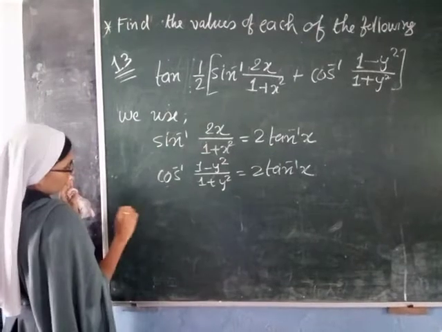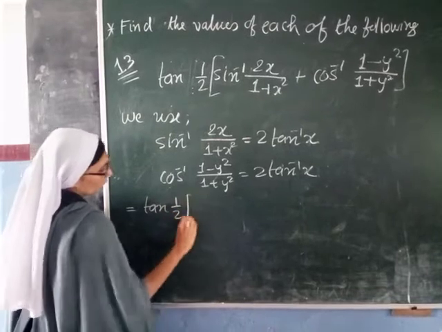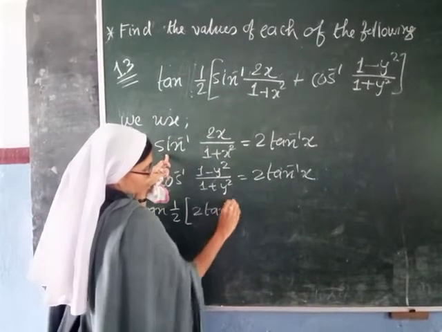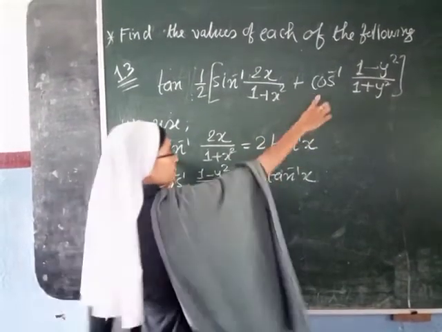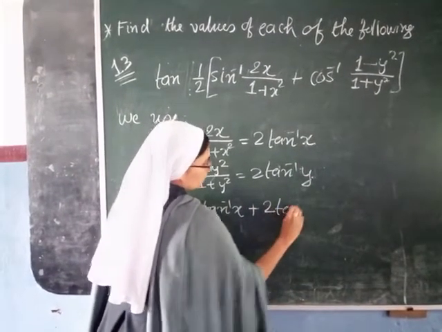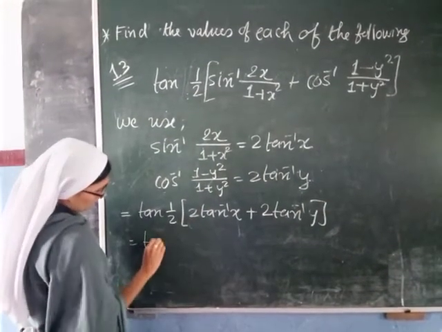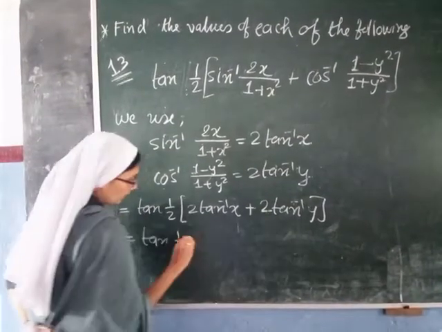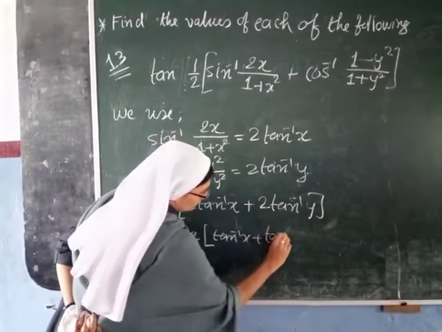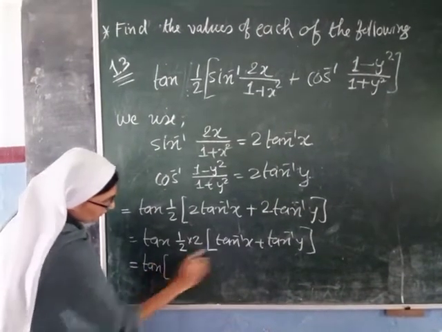Okay. So we shall continue with this, because since I know the result, I put the value. Tan 1 by 2. Okay. Sin inverse 2x by 1 plus x square is 2 tan inverse x, plus cos inverse 1 minus y square by 1 plus y square is 2 tan inverse y. Okay. Y because it is y here, it will become y. So now we can take 2 common. Tan 1 by 2, 2 here, 2 here. So take 2 outside. You get here tan inverse x plus tan inverse y. 2 and 2 you cut. So you get tan. Here remains tan inverse.